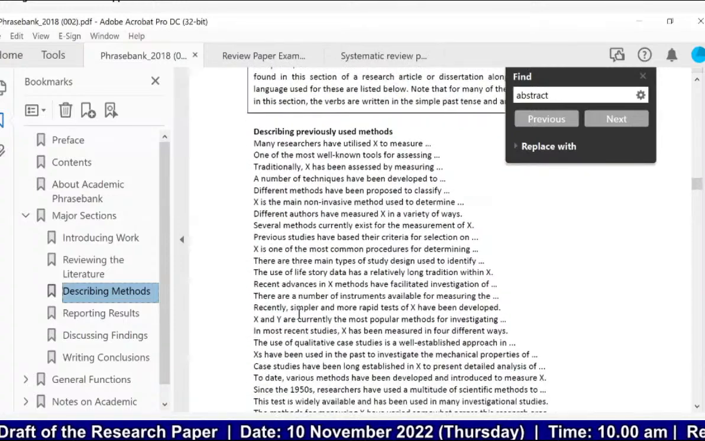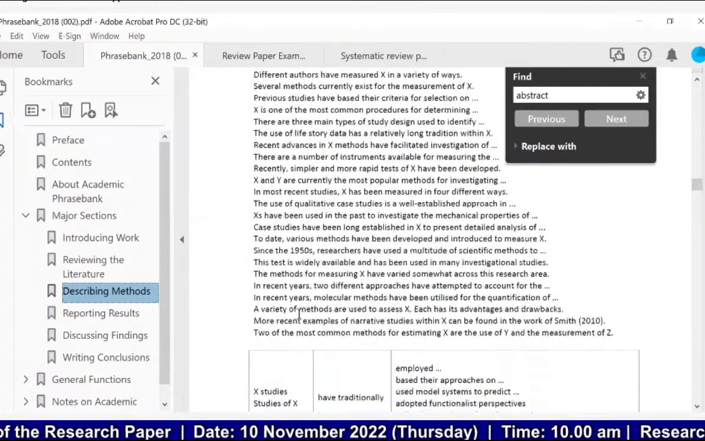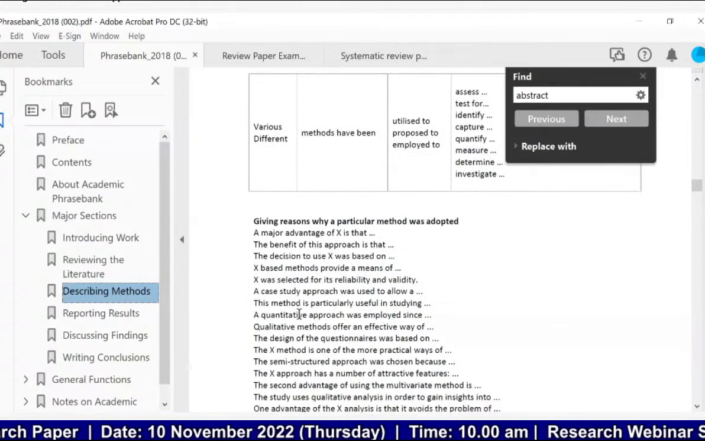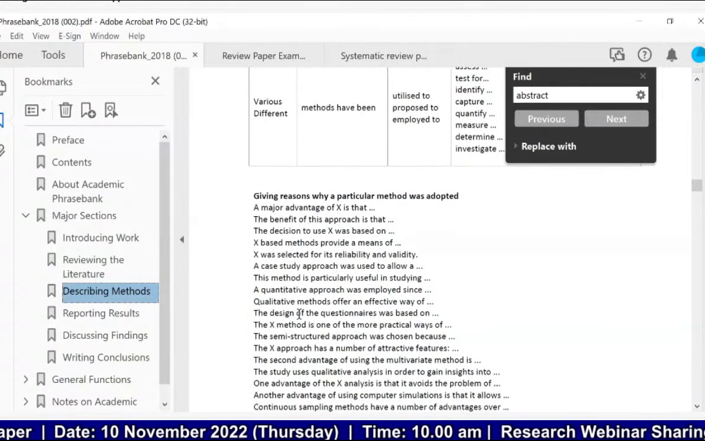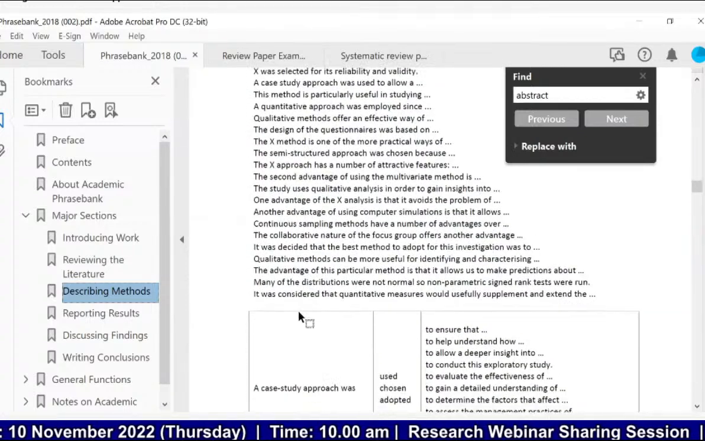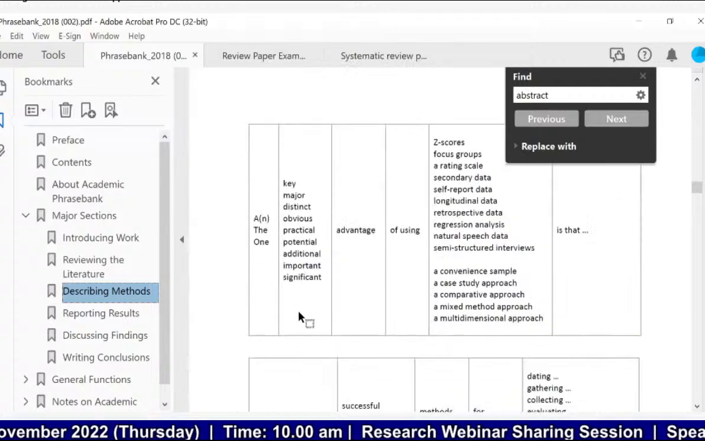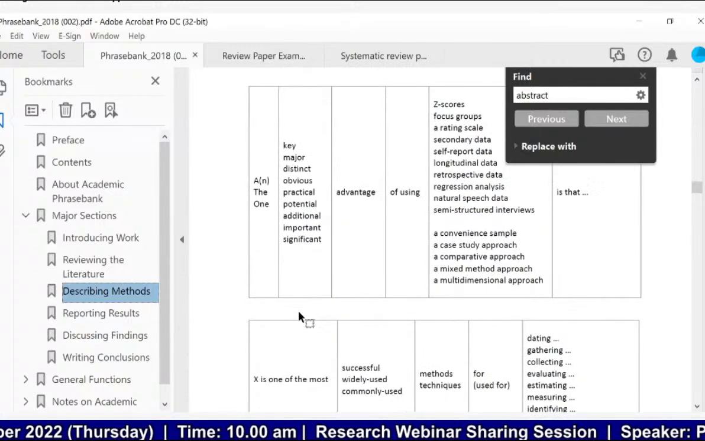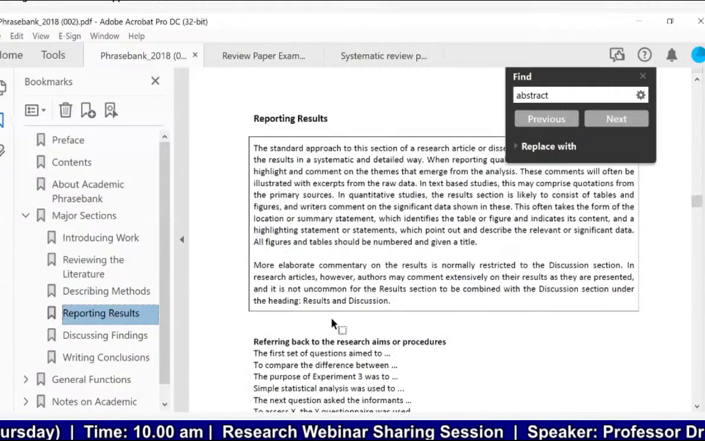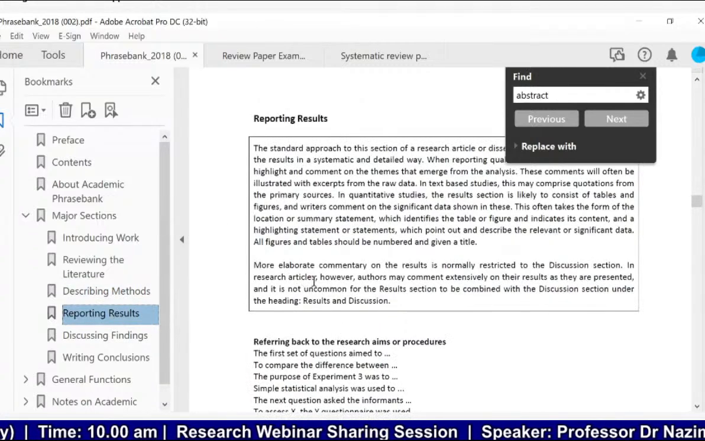So that you have some way of describing the method that's different from others. And look at the number of phrases that this person has compiled. It's extremely useful. Reporting results: they tell you what reporting results is all about.